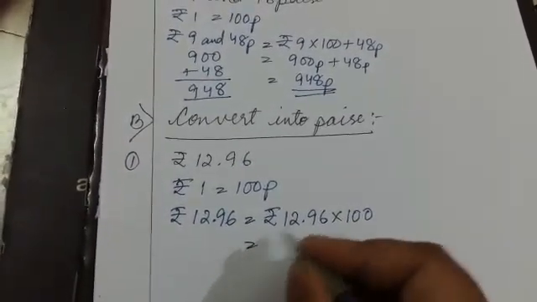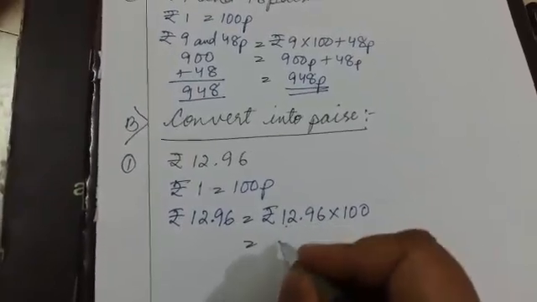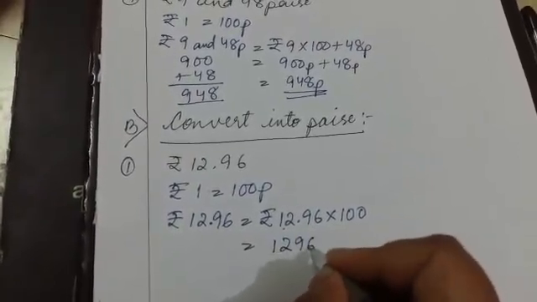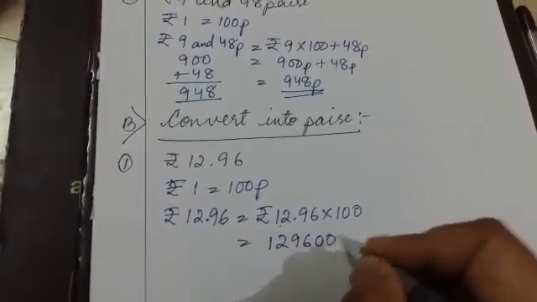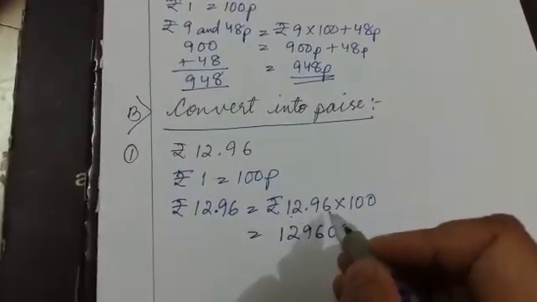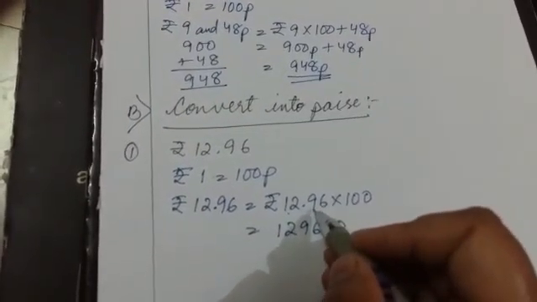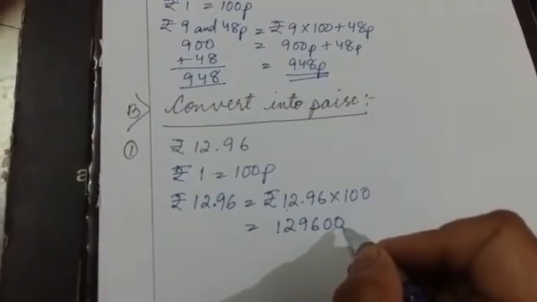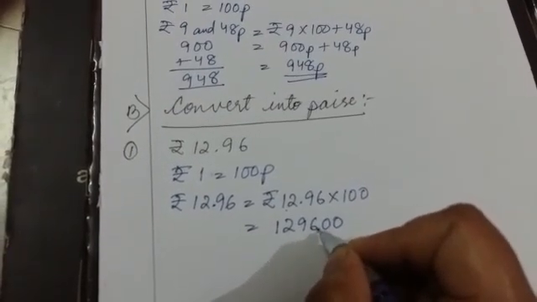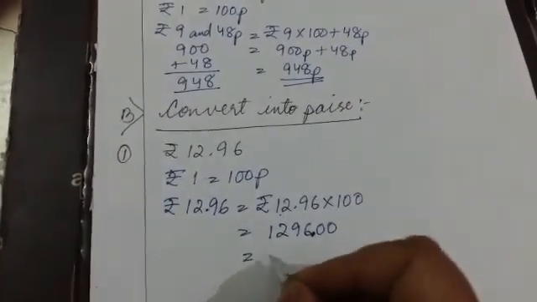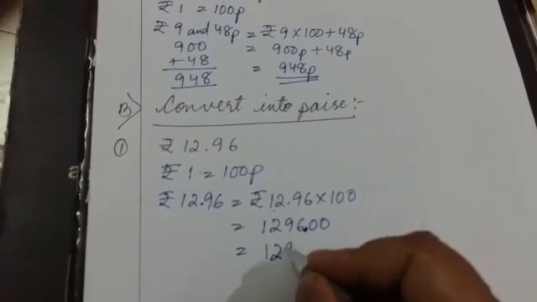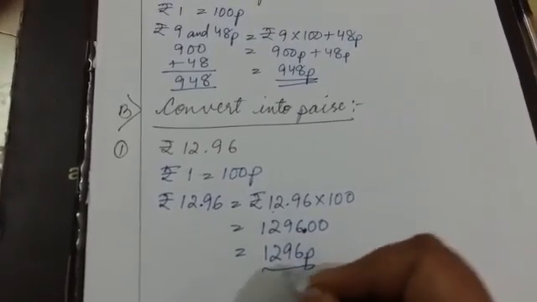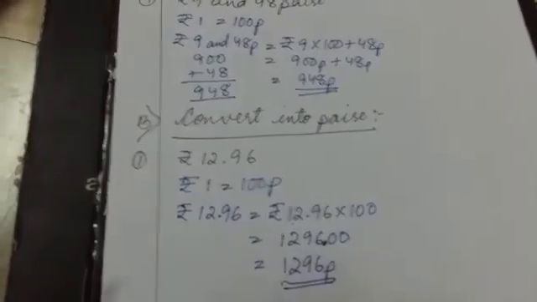So what we have to write? You have to multiply this with 1. So you will write here 1296, and here you have to add 2 zeros. Now see, the point is given before 2 digit from the right hand side. So from here also, from the right hand side, we will count 1, 2 and we will put the dot. So the answer will come as 1296 paise. So this will be your paise.